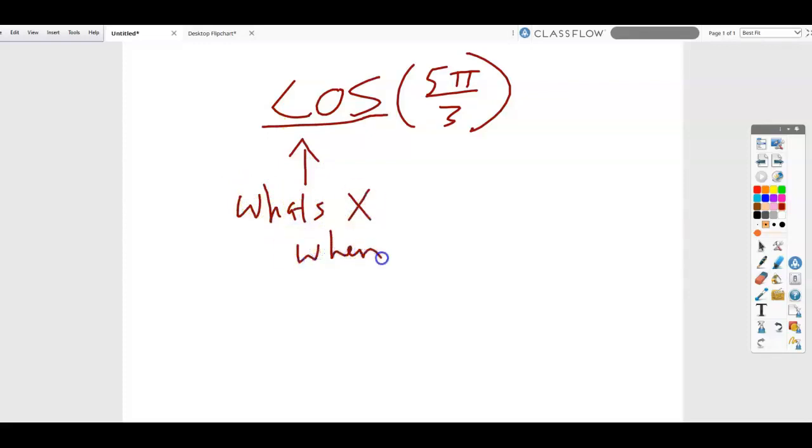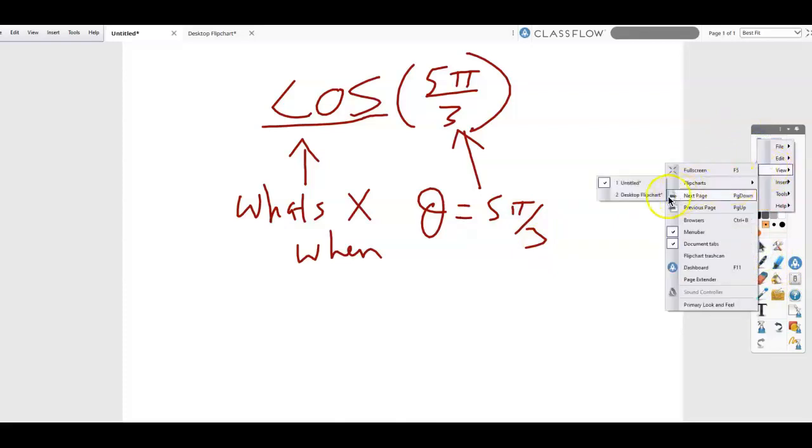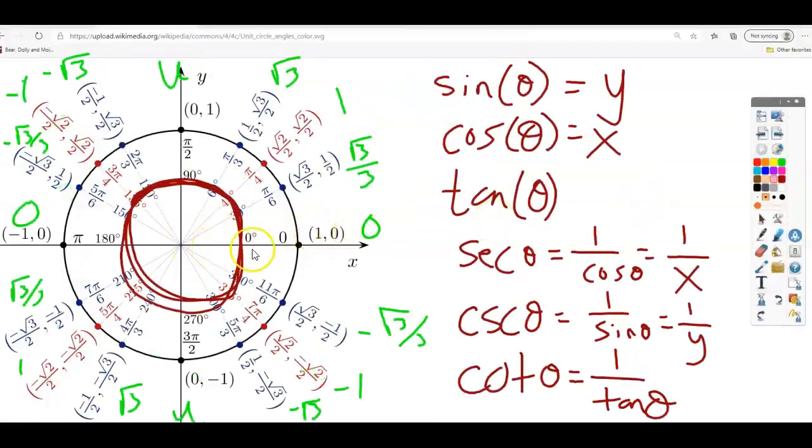when theta equals 5 pi over 3? So we're going to look at our unit circle, and we're going to find what's the x coordinate when theta equals 5 pi over 3. So we have to find 5 pi over 3, which is right down here, and the x value for that is 1/2. And so that would be our answer.